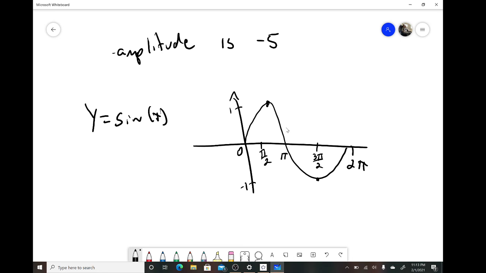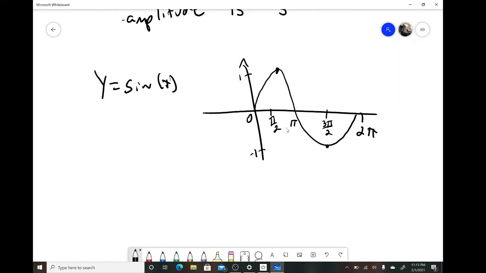This is your reference sine wave. So if somebody asks you, hey, what is sine of pi over 2? You can immediately tell them that that equals 1, without having to use a calculator.